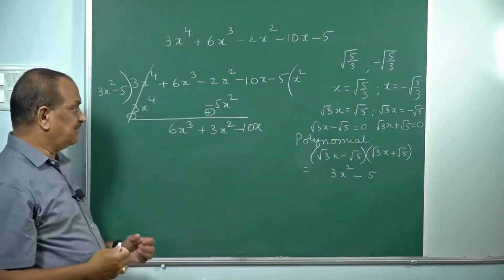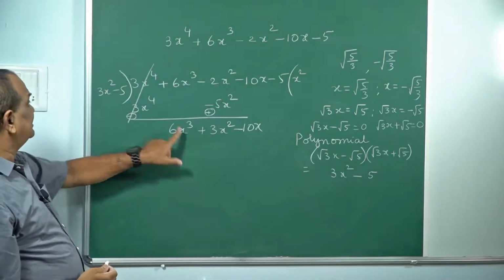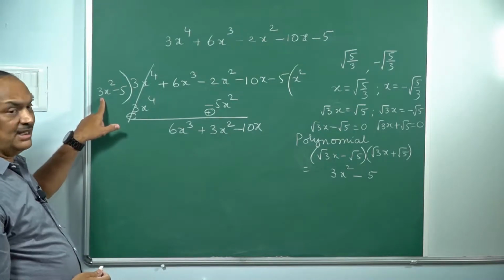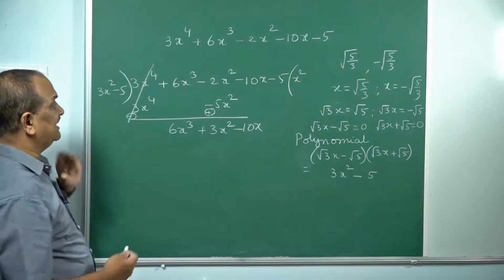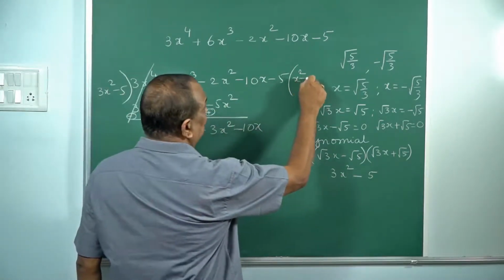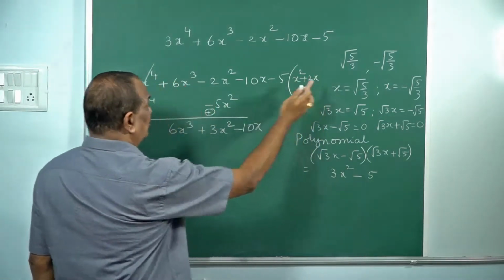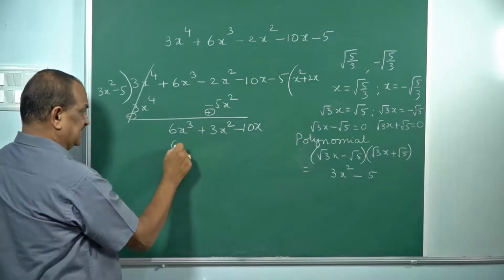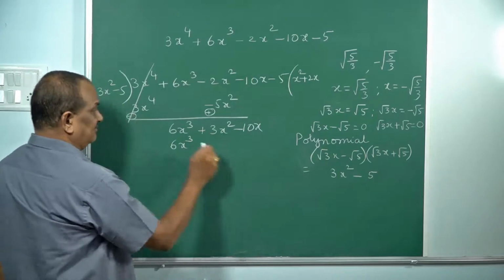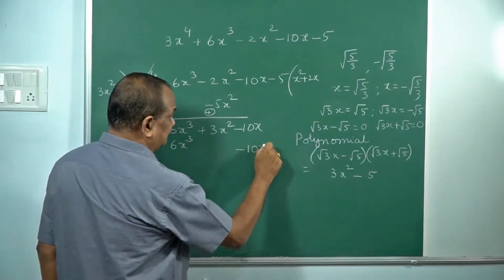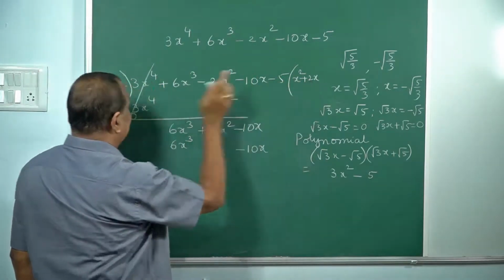My next step here. In this 6x cube, 3x square goes how many times? 2x times. So I write here 2x. 2x times 3x square is 6x cube. 2x times minus 5 is minus 10x.